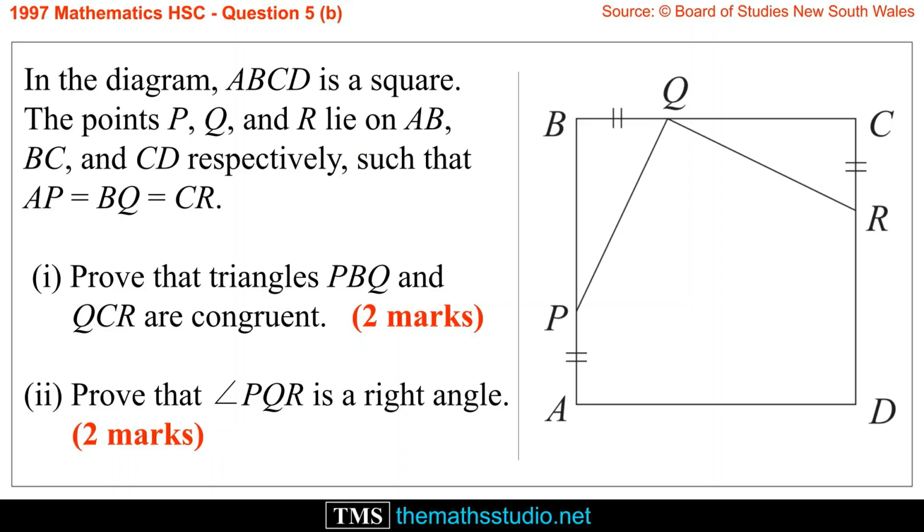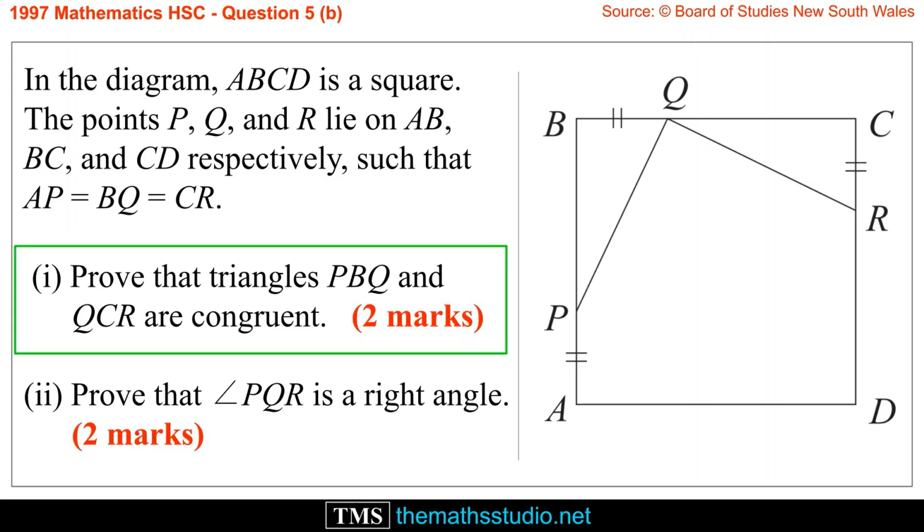Question 5, Part B. In the diagram, ABCD is a square. The points P, Q and R lie on AB, BC and CD respectively, such that AP equals BQ equals CR. Part 1. Prove that triangles PBQ and QCR are congruent.